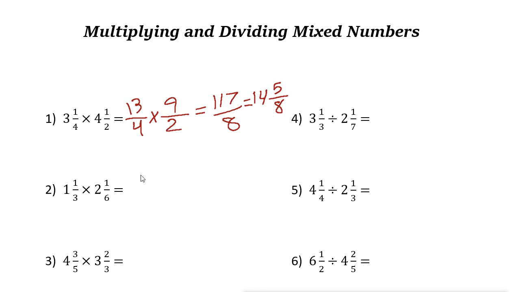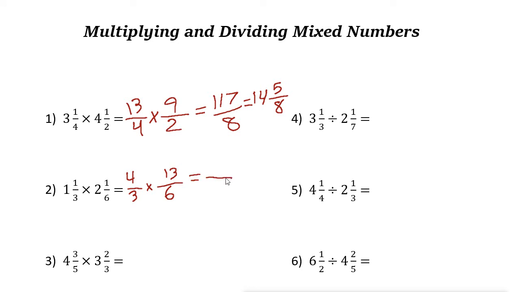Let's take a look at the next one. Again, it's a multiplication of two mixed numbers. The denominators are the same. We don't change them. So 1 times 3 plus 1 is 4. So 4 over 3 is the same thing as 1 and 1/3. 2 times 6, 12 plus 1 is 13.